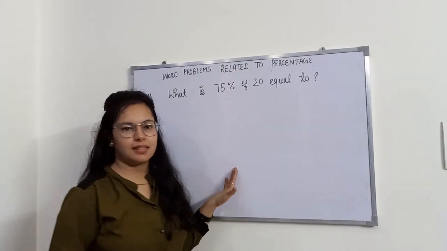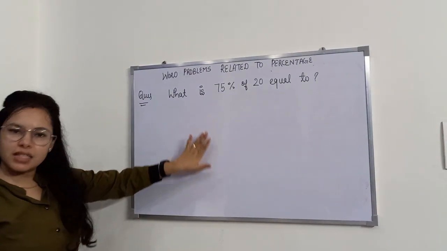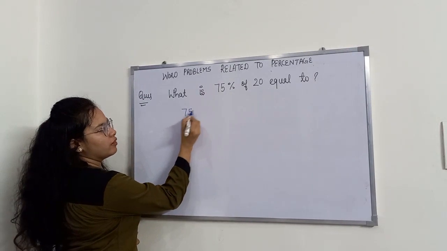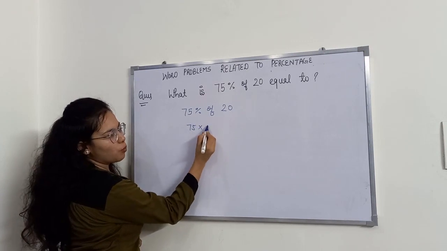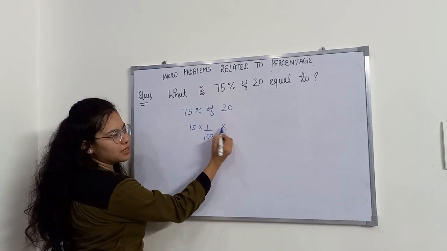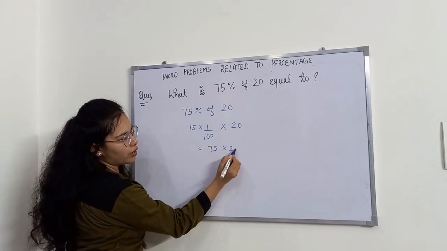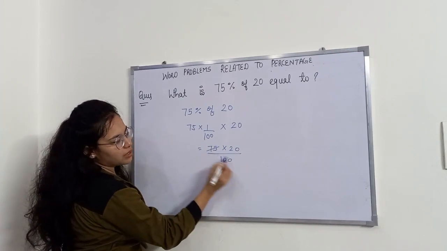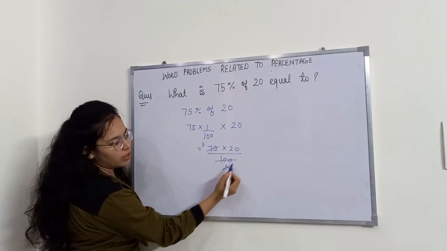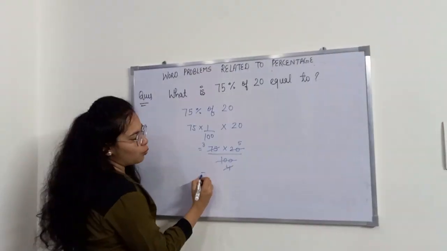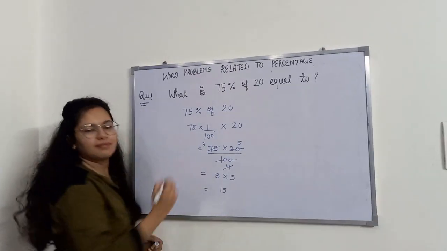Okay? Yes. What is 75% of 20 equal to? As it signifies, write the same thing. 75% of 20 means 75% is 75 upon 100, of means multiply, and then 20. Divide it, simple. 75 multiply 20 divided by 100. In the table of 25, how many times does 75 come? 3. And what about 100? 4. In the table of 4, how many times does 20 come? 5. So what is left? 3 and 5 with a multiplication sign, that is 15.